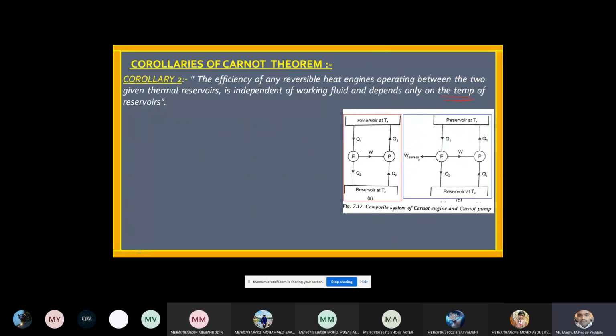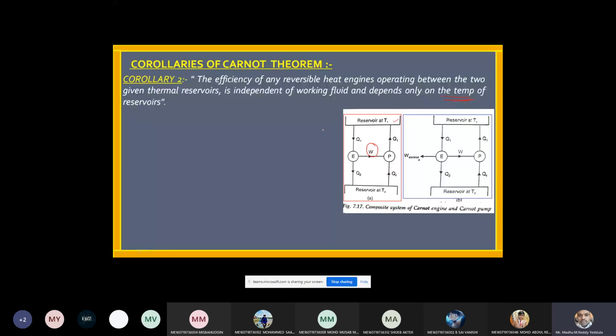So let us consider the second corollary. Let a Carnot engine E and pump P operate between two thermal reservoirs at T1 and T2. As we know, the engine will deliver the work. Let us say W is the work done by the engine, and in order to run the pump, we need to supply the work. E is operating between T1 and T2, and P is also operating between T2 and T1, because P is extracting heat from the lower temperature body and delivering it to the higher temperature body. Here the Carnot pump is a reversed Carnot engine.